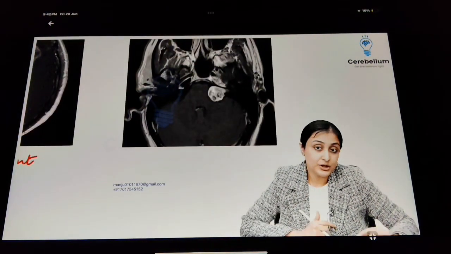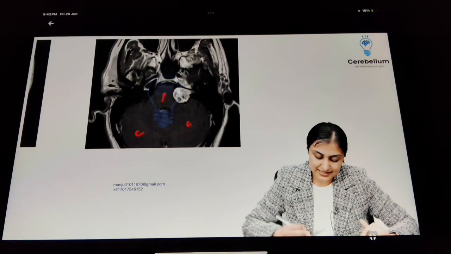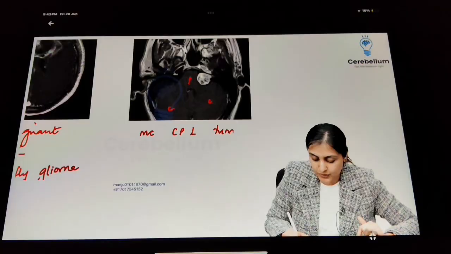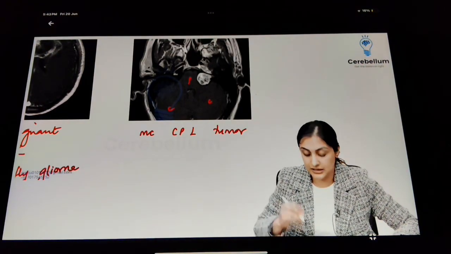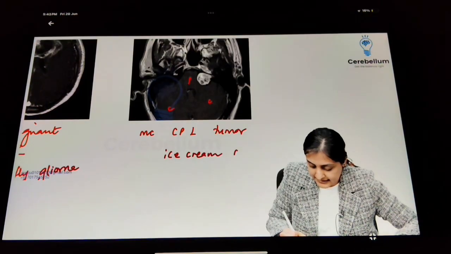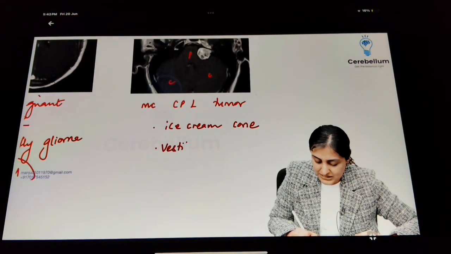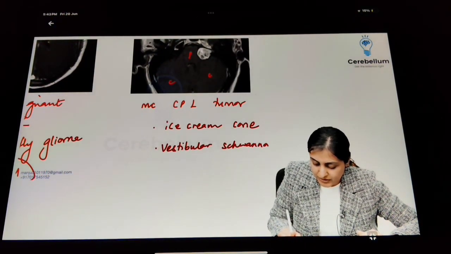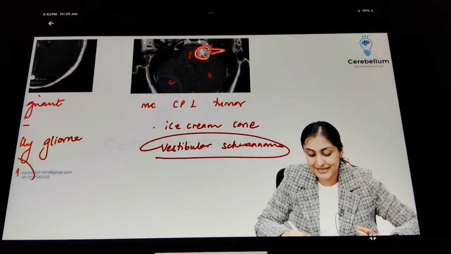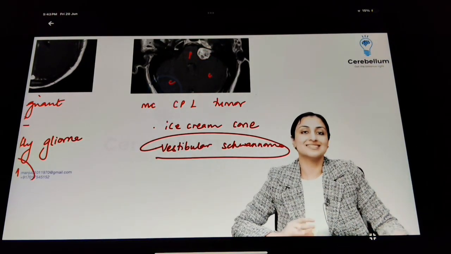The next one, the location is the hallmark. You can see this is the pons and these are the cerebellar hemispheres. So this is located at the CP angle. This is the most common CP angle tumor. CP angle meaning cerebellopontine angle. Here you can see this classic appearance of an ice cream cone. What is the diagnosis? This is vestibular schwannoma. This tumor arises from the vestibular nerve in the internal auditory canal, where it tapers, and then at the CP angle cistern, it expands, giving rise to this classical ice cream cone appearance.